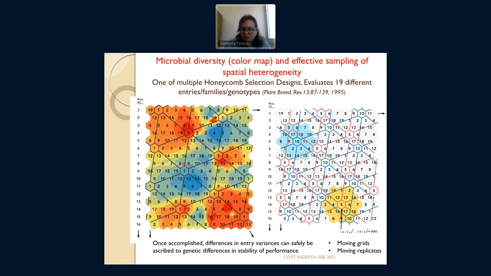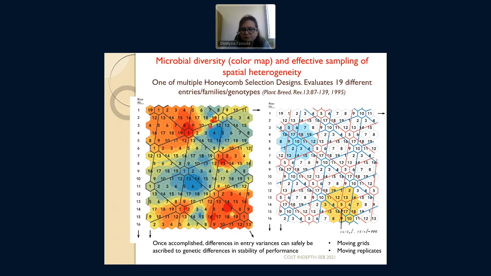Okay, so this is the same field design under two different views. The color map represents microbial diversity, where each color corresponds to a different AMF species, and it shows how this diversity can be effectively sampled when we have the appropriate designs.